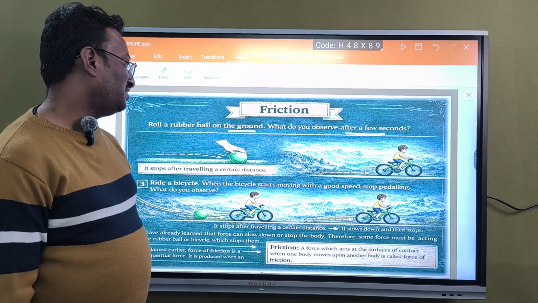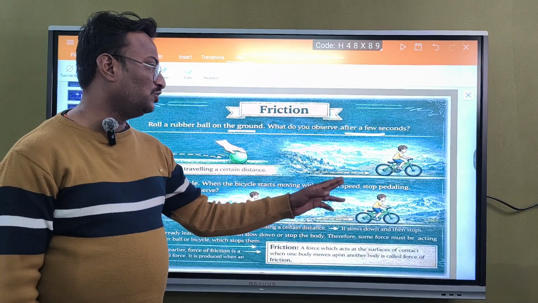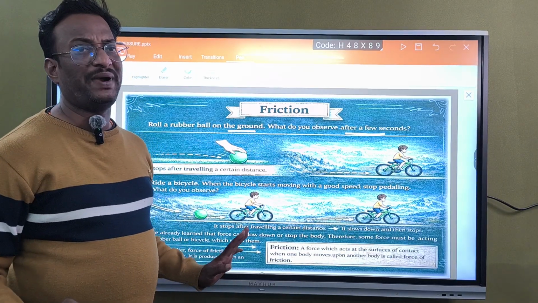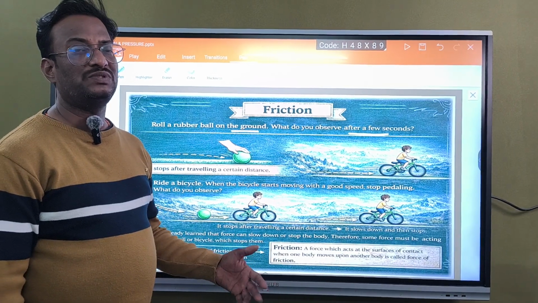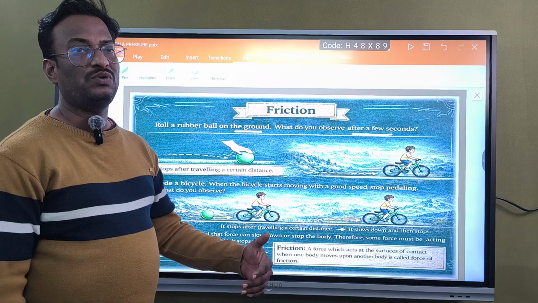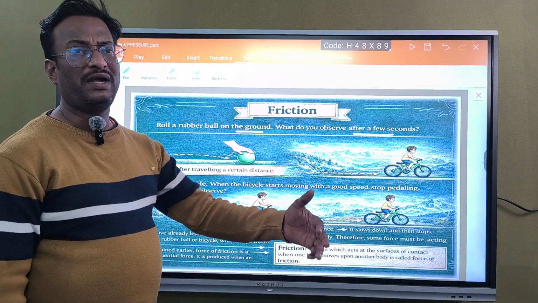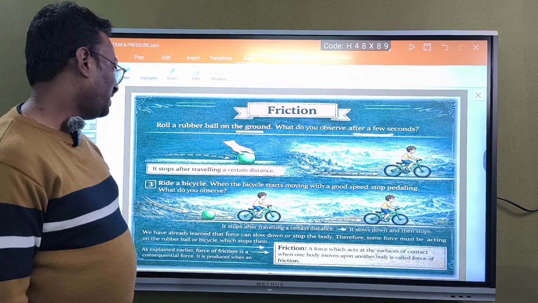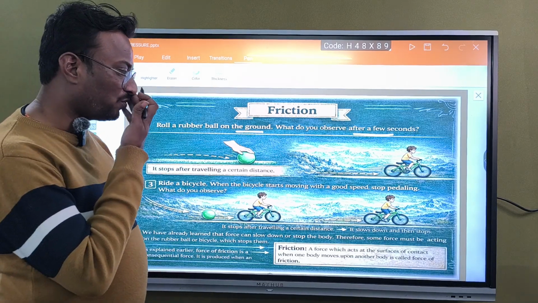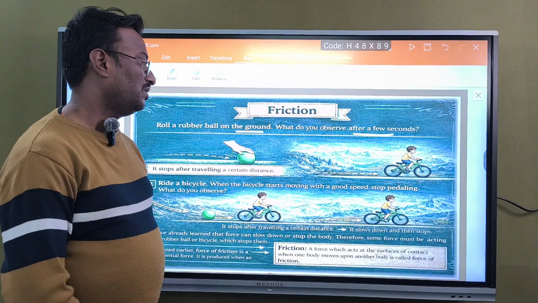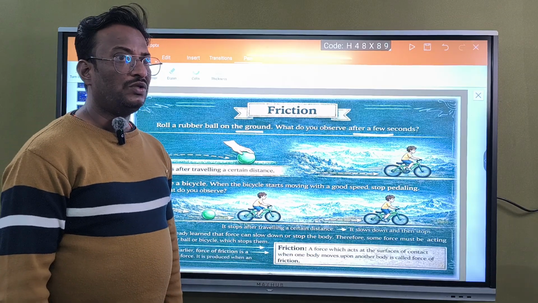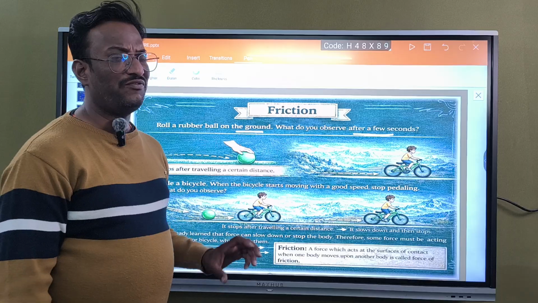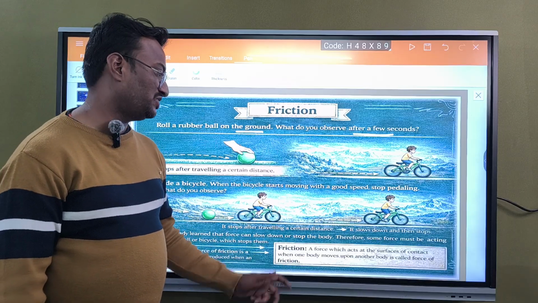Ride a bicycle. When the bicycle starts moving with good speed, you try to stop pedaling. Then what happens? After some time, the cycle slows down and finally at one point it stops. Right? What do we observe? The same thing we observe in both the examples. The cause of both is only one force, that we call friction.